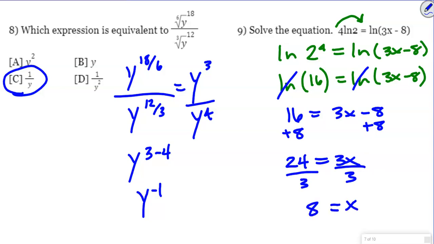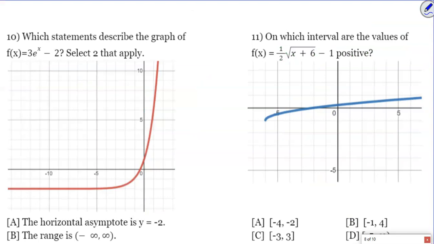And 3 times 8 is 16. 16 minus 8 is 8. Sorry. Wait. 3 times 8 is 24. And 24 minus 8 is 16. And ln of 16 is obviously equal to ln of 16. Okay? So here's the next one.